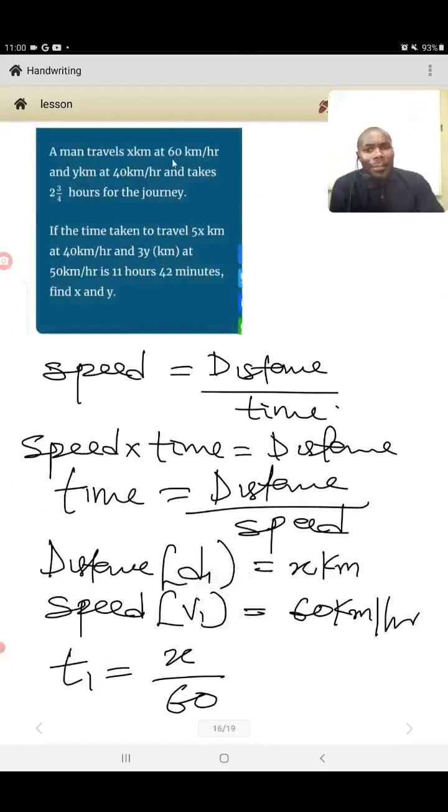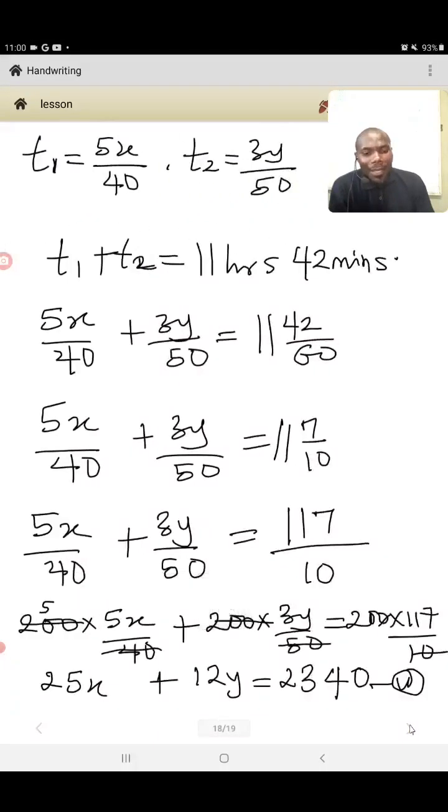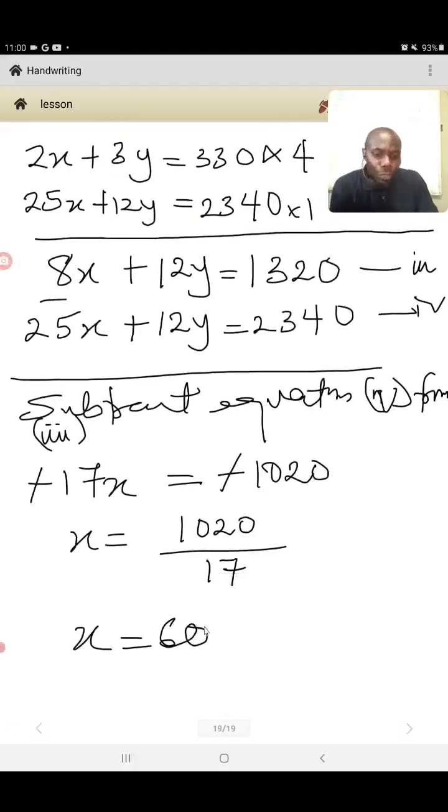And this is kilometer. So it means x is 60 kilometers. So you must be able to put the unit, 60 kilometers. So now let's also find the value of y, the value of y at this junction.